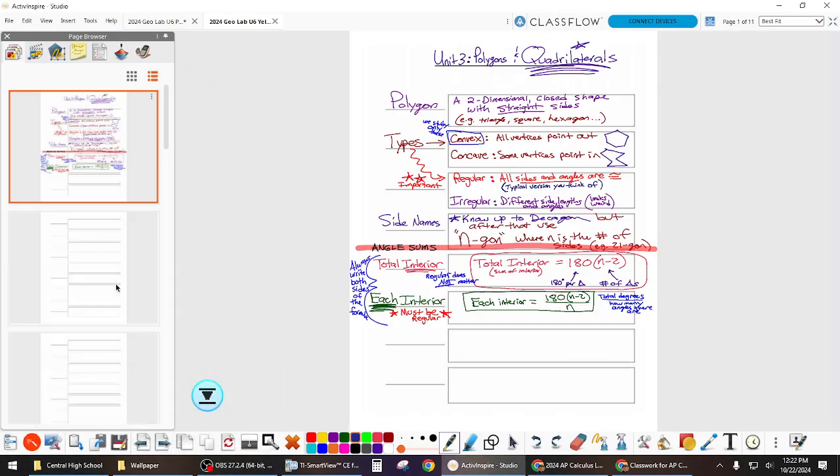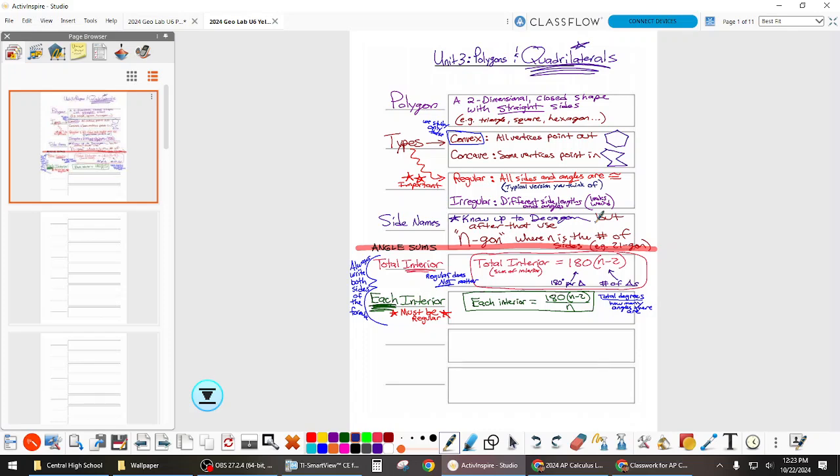So remember we started the polygons, mostly quadrilaterals is what we'll study, but this is polygons and quadrilaterals. And we defined polygon: two-dimensional closed shape with straight sides. And then we talked about types. We will only be studying convex, which means all the vertices are poking out, not in. And we'll study both regular and irregular polygons. Remember, regular was kind of the archetypical kind, like the perfect octagon stop sign shape, not a wonky looking one, etc. Irregular has different side lengths and angles.